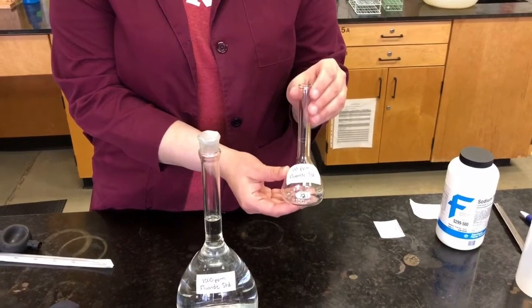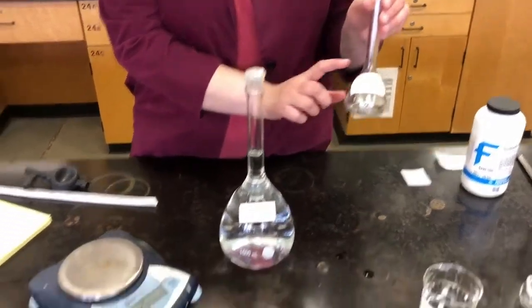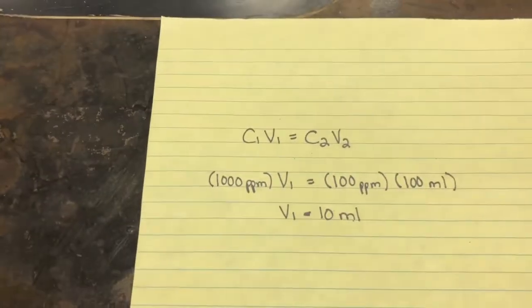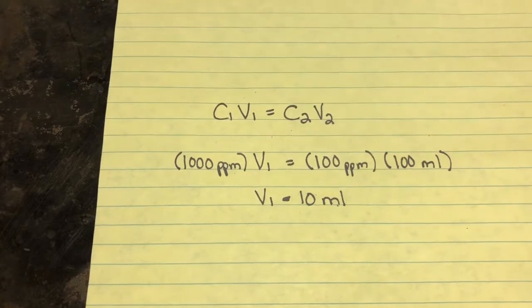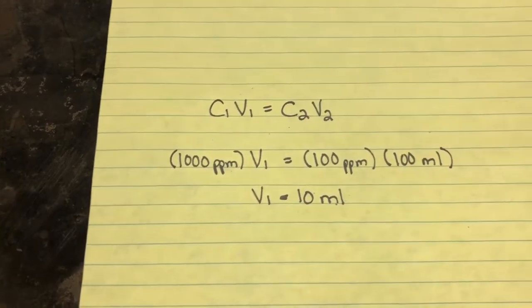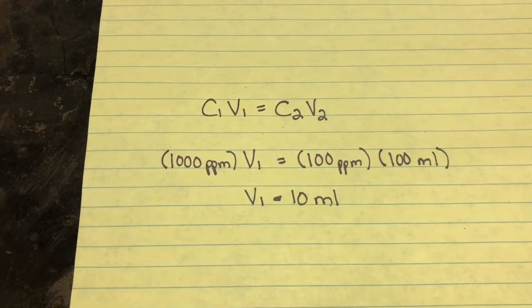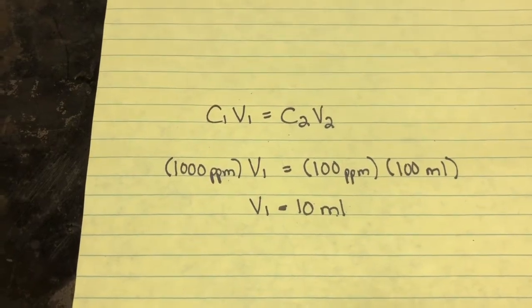So that's going to be C2. And V2 is the volume that we're diluting it down to. So this flask is 100 milliliters, so that's going to be your V2. So if you solve for V1, in this case, we're going to use 10 milliliters for V1.